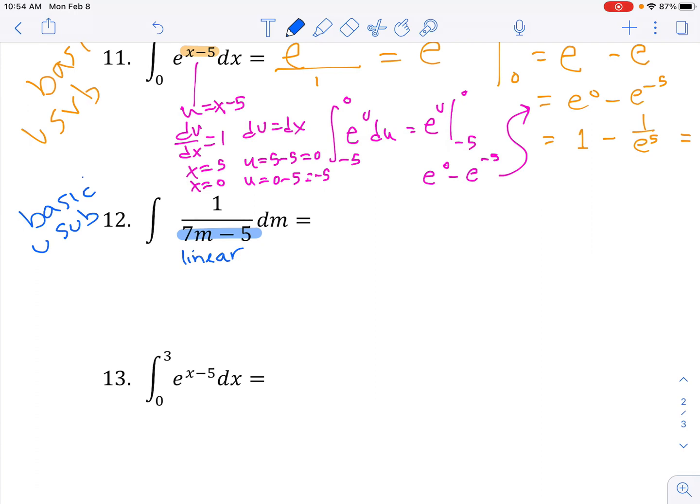So if I recognize this as a basic rule, then I'm going to look at this as a 1 over u, and I'm going to call it a natural log of the absolute value of u, which is 7m minus 5. You see I'm kind of doing that in my head. And then divided by the derivative of that, which is 7. And then plus c. So that's the antiderivative for that.